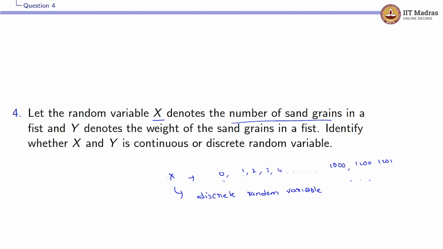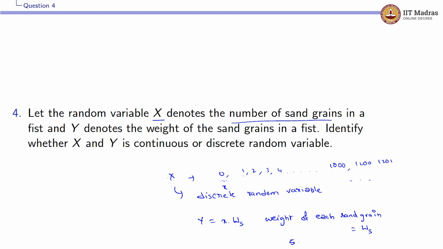And the next thing is, they were asking, y denotes the weight of sand grains in a fist. Identify whether x and y are continuous or discrete random variables. So for y, there will be two cases here. Let's look at the first condition. If we assume the weight of each sand grain is equal to some ws, then let all the possible values for the random variable x be small x. This x could be 0, 1, 2, 3, 4 and so on, but it should be a natural number, as we saw. So y would be equal to x into ws. Suppose there were x number of sand grains, then we will have x into ws weight of sand grains.